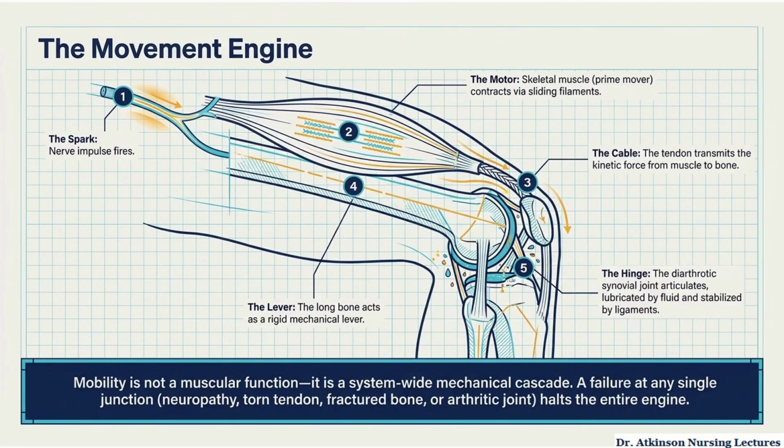Mobility is a system-wide cascade, not a single muscle event. The nerve impulse starts the process. Skeletal muscle creates force through contraction. Tendons transmit that force to bone. Bones act as levers, and synovial joints create controlled movement through lubrication and ligament stability. A breakdown anywhere in the system, neuropathy, tendon rupture, fracture, arthritis, or ligament injury, disrupts mobility. Musculoskeletal assessment is about identifying where the failure point is in the cascade.